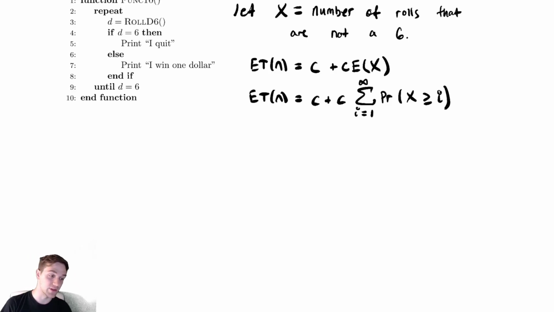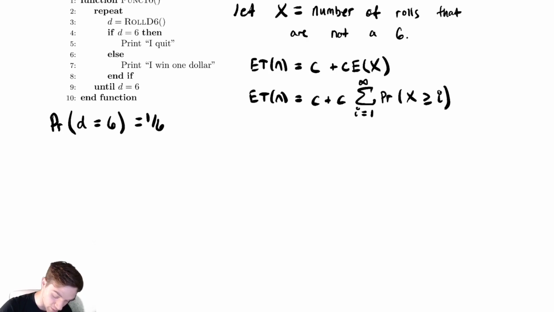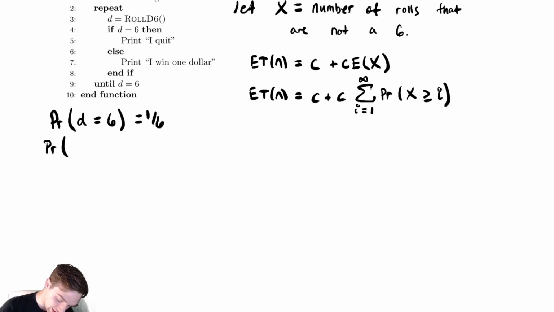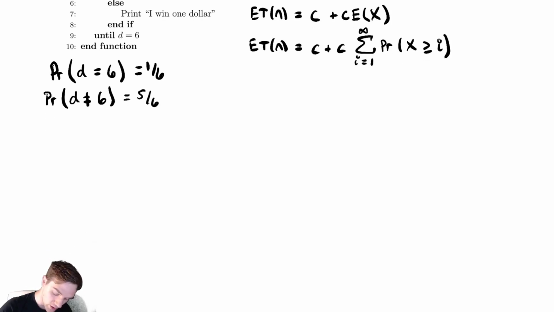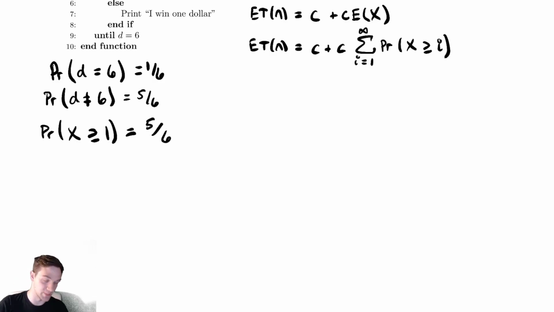And just like we did last time, let's try and understand that. What is the probability that our die rolls a 6? If it's fair, it's 1/6, or if you're me playing Dungeons and Dragons, that's about a 0% chance. We have probability that D is not equal to 6, which is the one we're more interested in, is 5/6. So the probability that x is greater than or equal to 1, the probability that I roll at least one thing that is not a 6, well, that's 5/6.